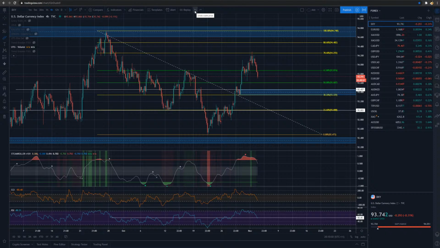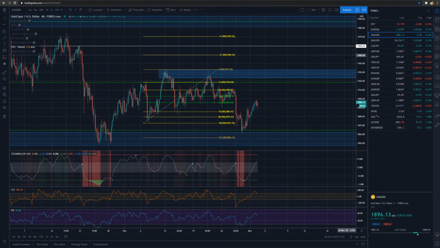But yeah, for the DXY, in any case, not getting too ahead of myself, immediately 93.45 and around that 50 and 38 area of Fibonacci for that. For gold, we'll move straight on to gold.